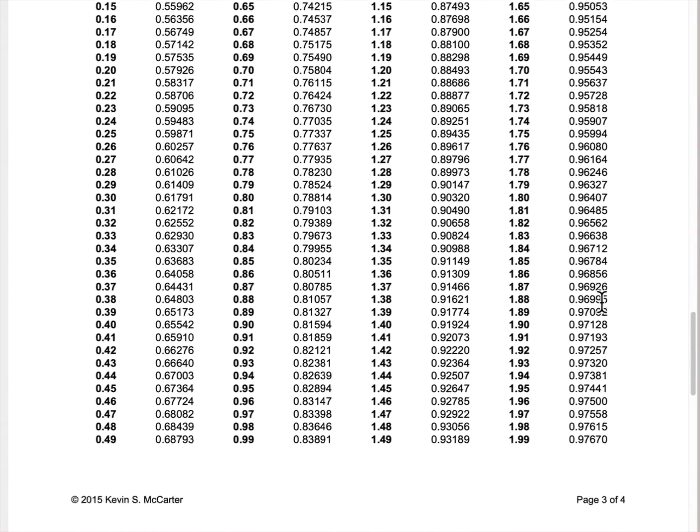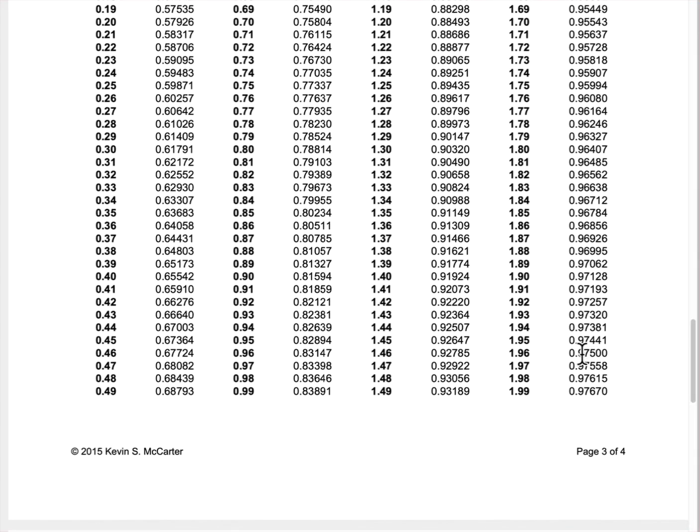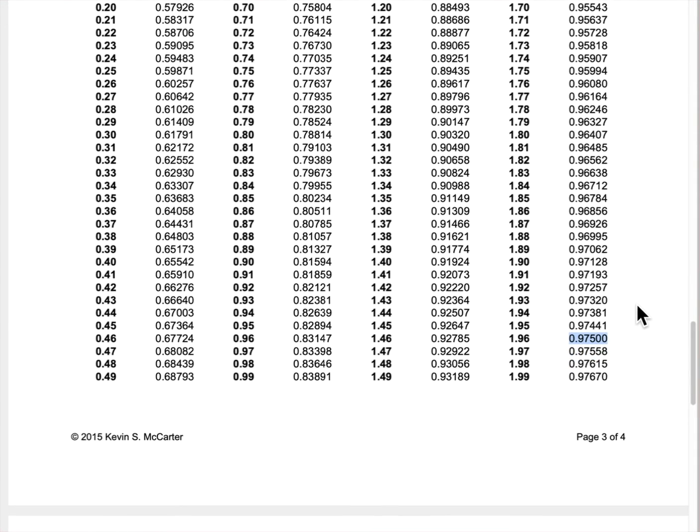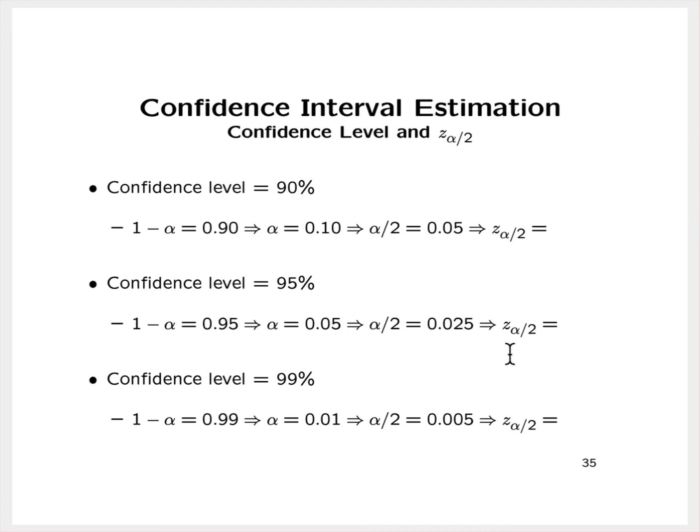And if I scroll down the table, I see that I get a left-tailed probability of 0.975 when z is equal to 1.96. And so what that means is that this value, z sub 0.025, is 1.96. So that would be the appropriate confidence or interval coefficient if the confidence level were 95%.